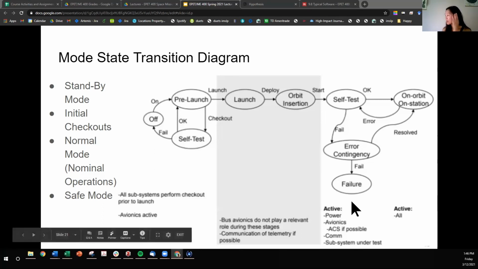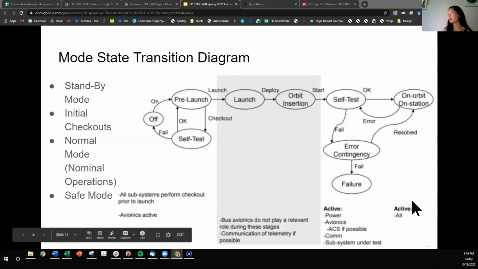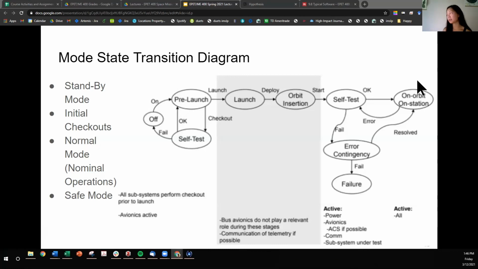So the things that are active during this initial checkout: power, avionics, communication, and the subsystems that are under test. And then for your on-orbit, your on-station, everything can be on at different times. And this should cover pretty much the entire life of a spacecraft.